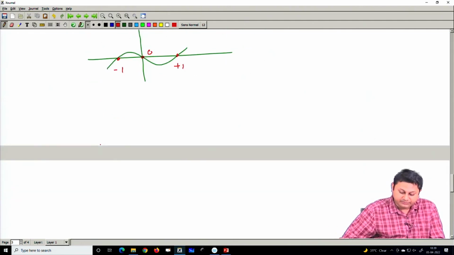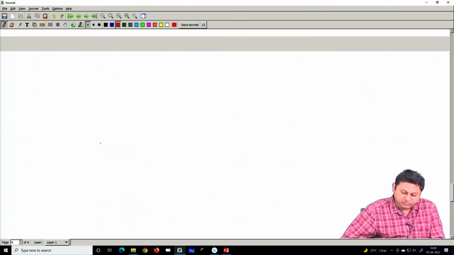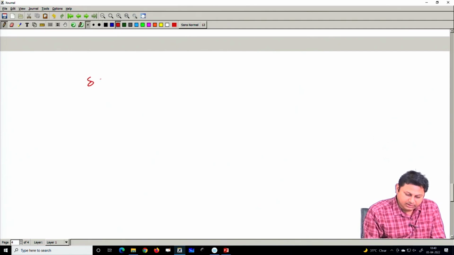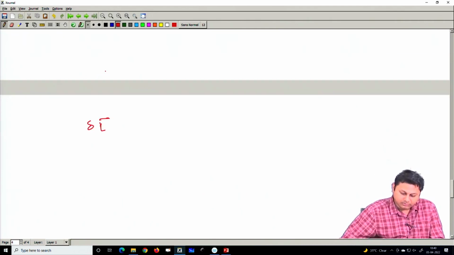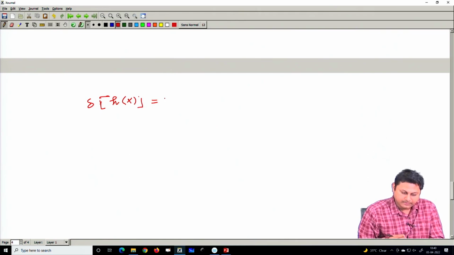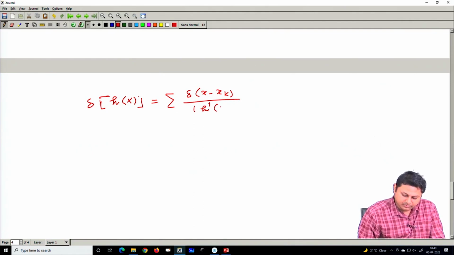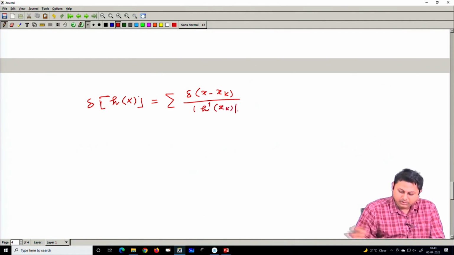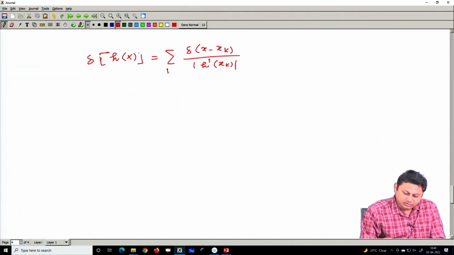So according to our expression, we have delta of h of x is the summation of delta of x minus xk divided by mod of h prime xk. So that quantity I know.